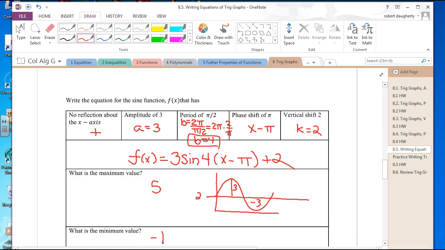Okay. If you have trouble thinking about that, you can just graph it. Okay. So this vertical shift said, don't graph on the x-axis, graph it at 2. Amplitude, I go up 3 and I go down 3. If I go up 3 from 2, I'm at 5. If I go down 3 from 2, I'm at -1. Okay?